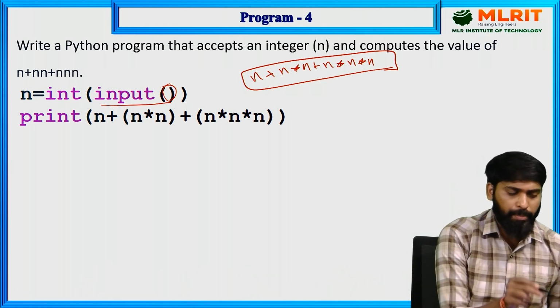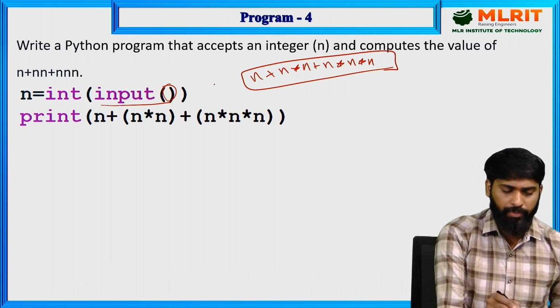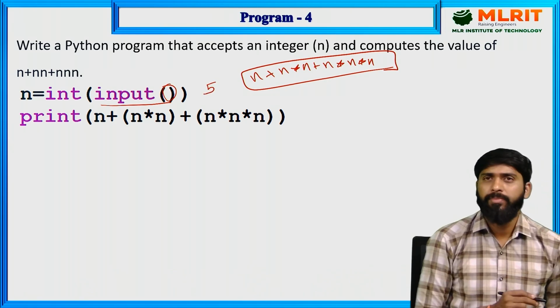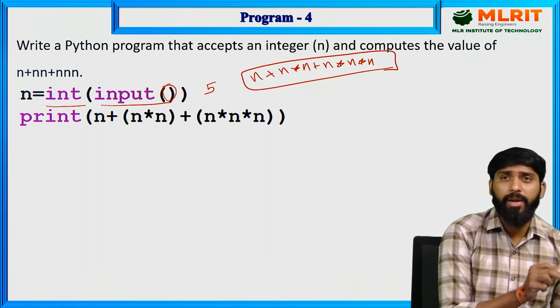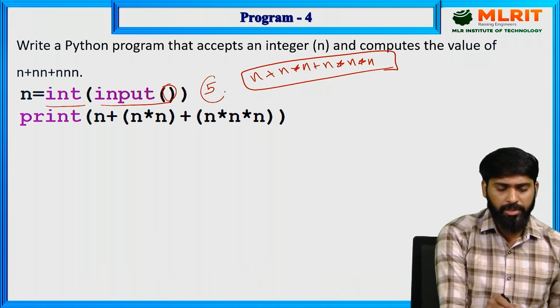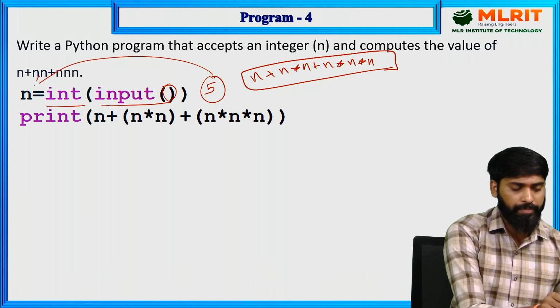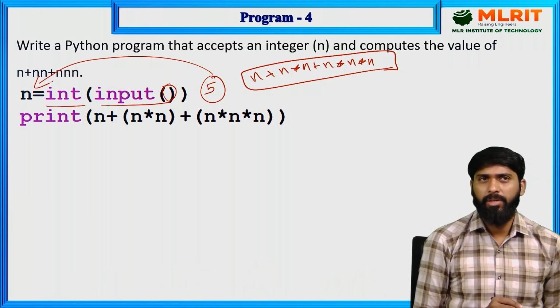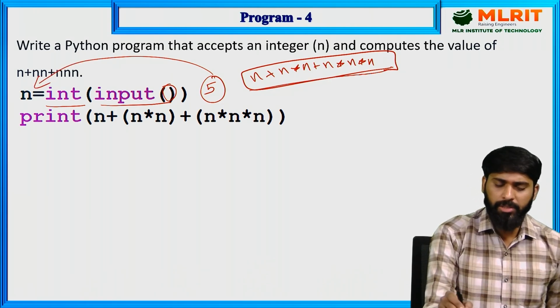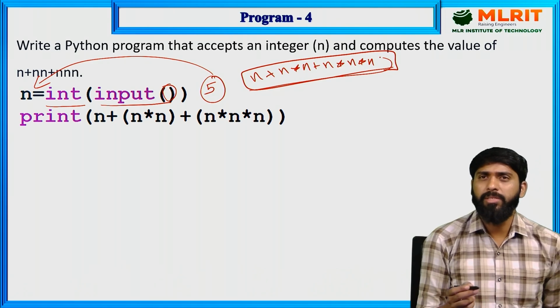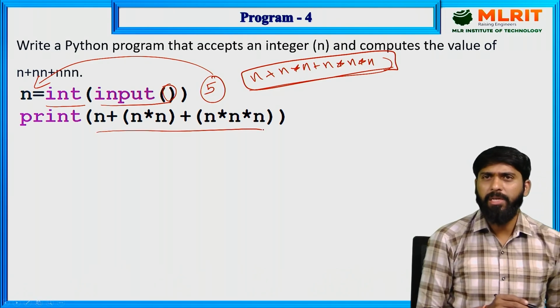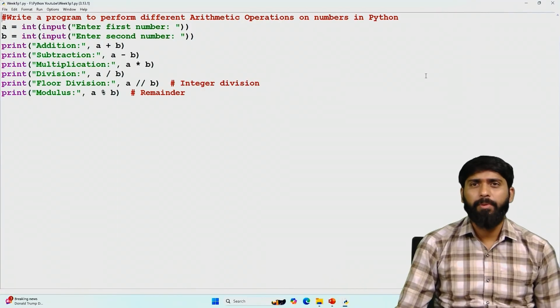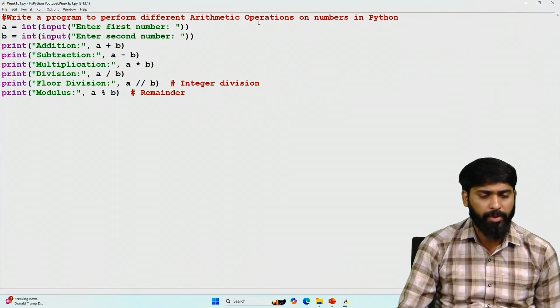Now in the input function, for example if I enter 5, now 5 is in string format. So by using this int function I convert this string into a number. So n equals 5. Now I want to compute n plus n square plus n cube. So here I wrote print n plus n into n plus n into n into n. So this is program 1 to perform arithmetic operation.